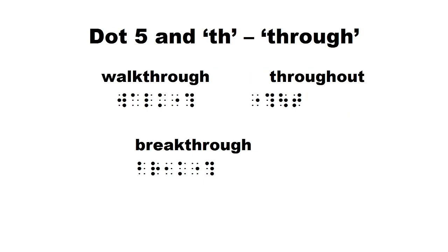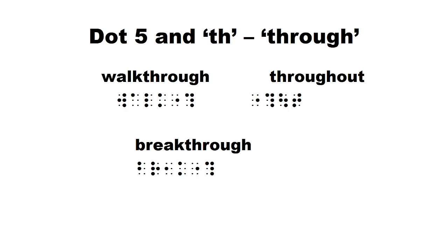Next, we have the contraction dot 5 and the contraction for TH. Whenever you encounter this contraction, it represents the word through. That's THROUGH. So instead of writing the word through, we can make use of this contraction, dot 5 and the contraction for TH, which is composed of dots 1, 4, 5, and 6.